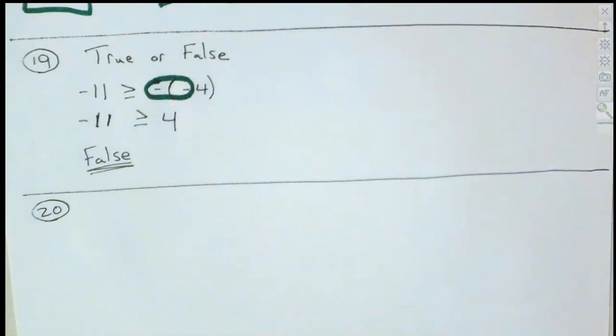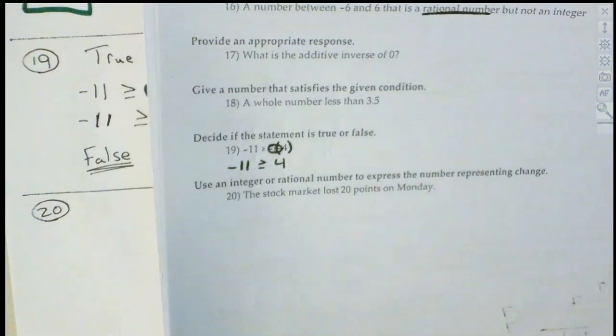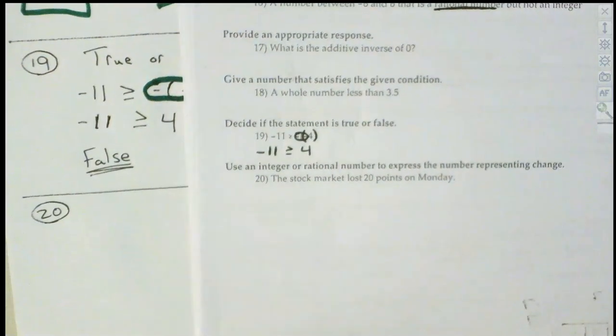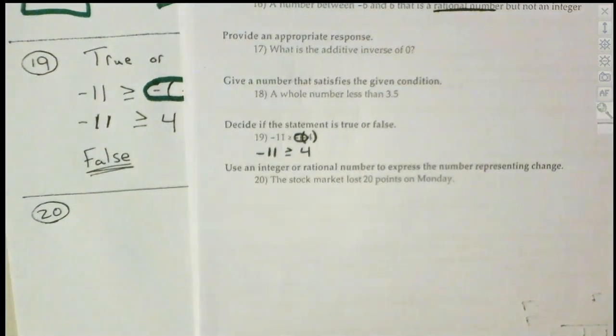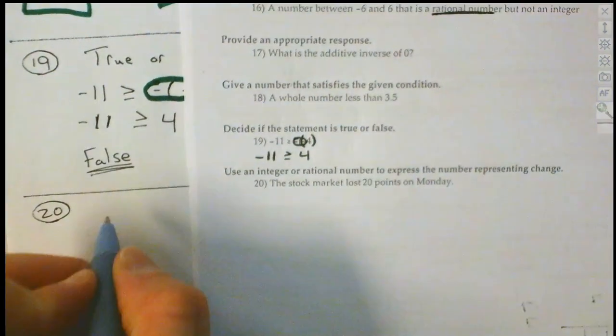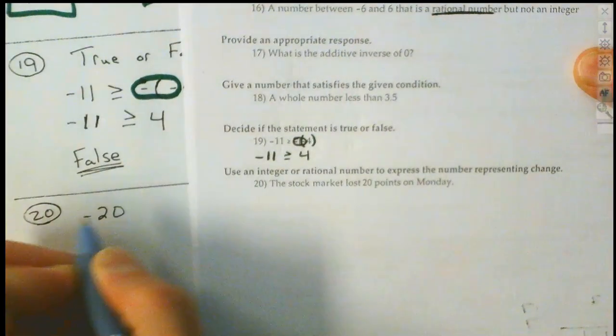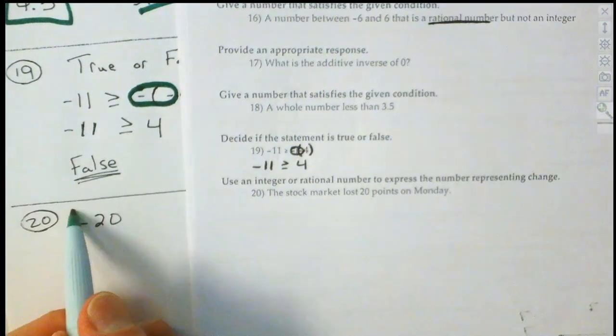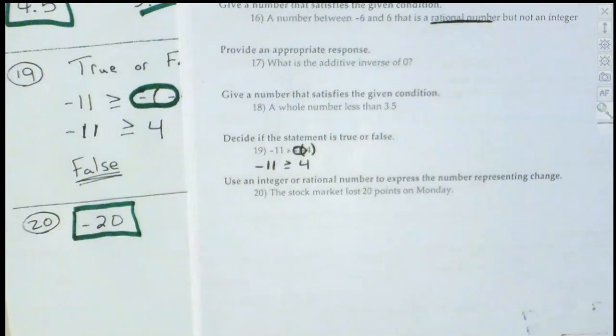For 20, we might just have a confusion about the directions. Question 20 says, use an integer or a rational number to express the number representing change. So we're looking for a positive or a negative number here. And it says the stock market lost 20 points on Monday. So we want to have a sign associated with that. Now we're losing points. We lost 20 points. So that would make it now a what? Negative 20. So all I'm looking for on that one is the negative 20. And that's a signed number because it has the negative in front of it.